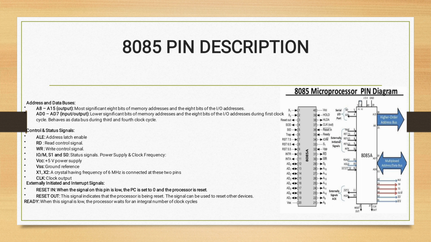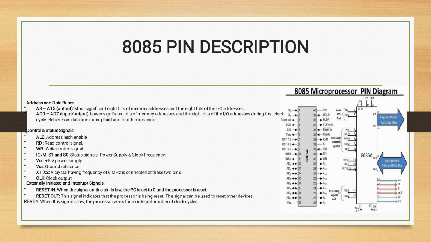Next, there are some control and status pins. For example, ALE, which is known as the address latch enable. This is an output pin. Whenever it goes high during the clock cycle of a machine cycle, it will enable the lower 8 bits of the address to be latched either into the memory or some external latch. Read and write are the control signals.